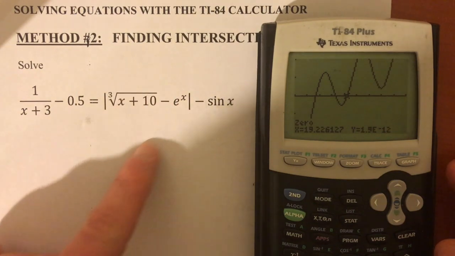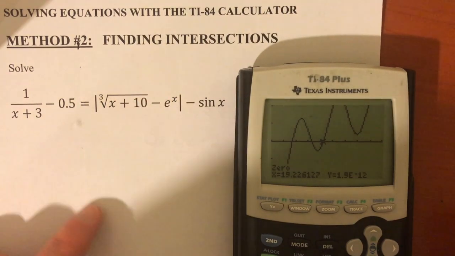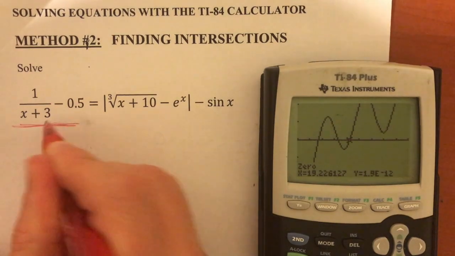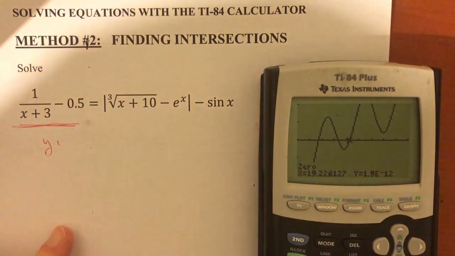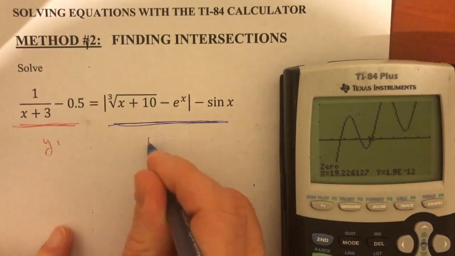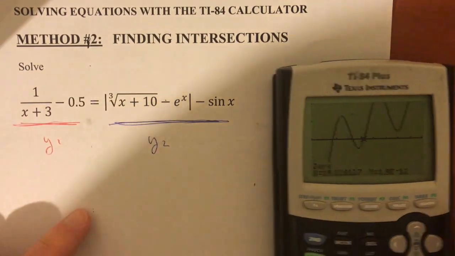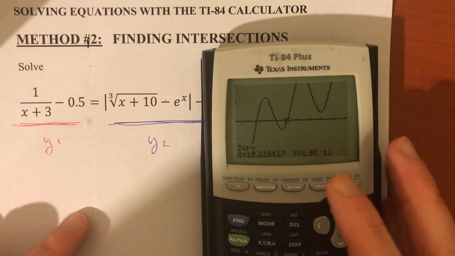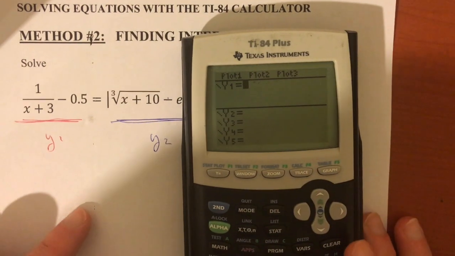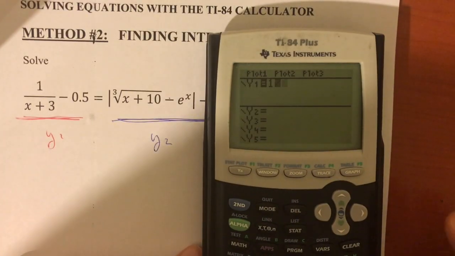If I were doing zeros, I'd bring it all to one side, but I'm doing this one by finding intersections, which means I'm going to graph two separate functions. I'm going to graph the left side as y1 in my calculator, and the right side as y2, and I'm going to see where does this equal this. Where do they intersect? So I'm going to go back to y equals. I'm going to clear out that function I was just using. 1 over x plus 3 minus 0.5, so 1 over.